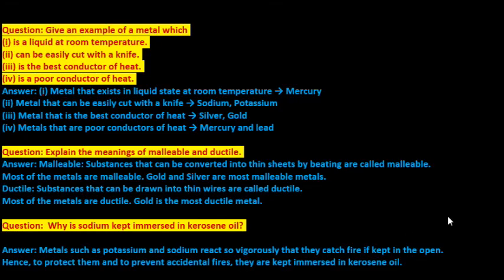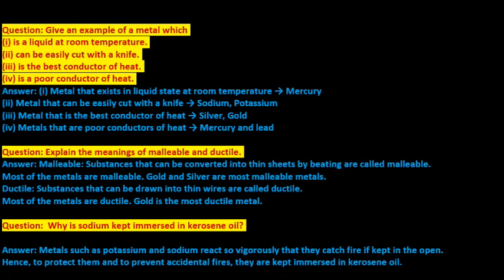Let us begin the lesson. The lesson is already explained in different videos, but today we'll go through the question answer. First question: give an example of metal which is a liquid at room temperature. Second, can be easily cut with a knife. Third, is a best conductor of heat. Fourth, is a poor conductor of heat.